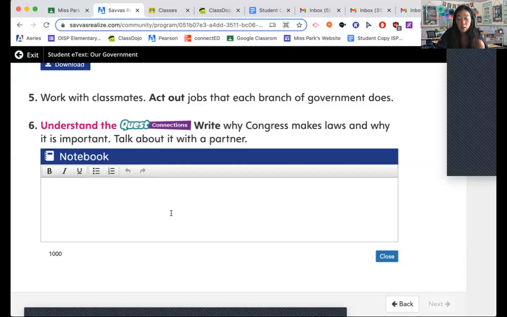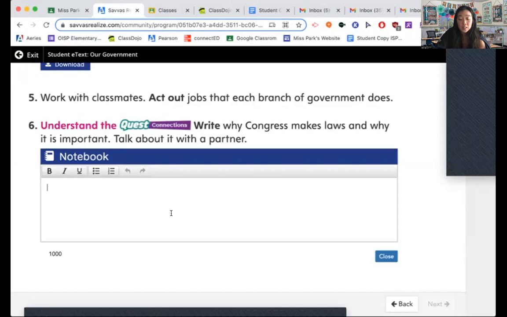All right, let's look at 83 now. Congress is responsible for collecting taxes. A tax is money that's collected by the government from its citizens. Taxes help to pay for government services. Both parts of Congress must vote on a bill before it can become a law. Okay, so write why Congress makes laws and why it is important.